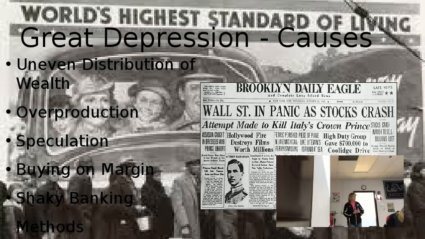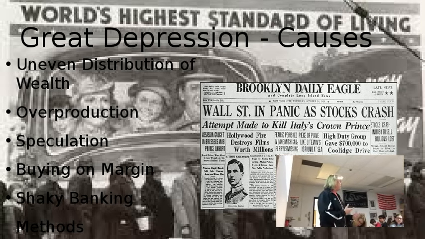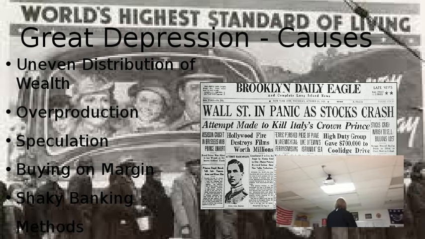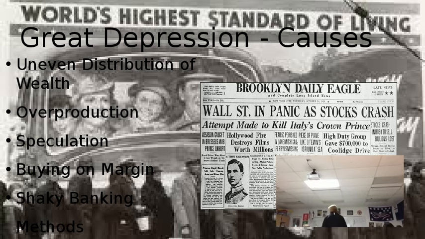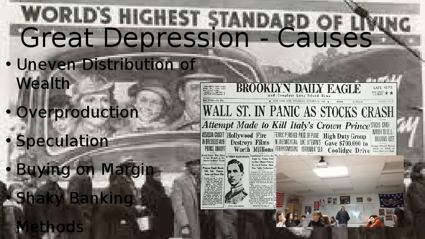Speculation was a big problem during the 1920s. You had people investing in land where they'd take loans out thinking the value of land was going to go up, and then property prices went down. You still owe that money that you took the loan out. So that was a problem. People started losing there.